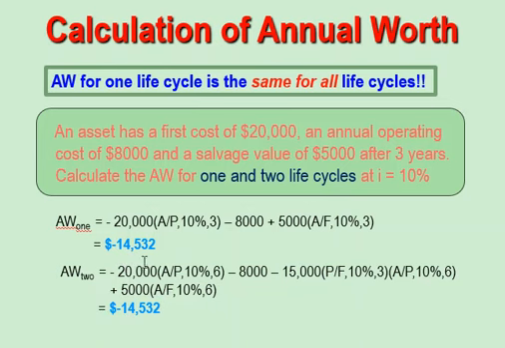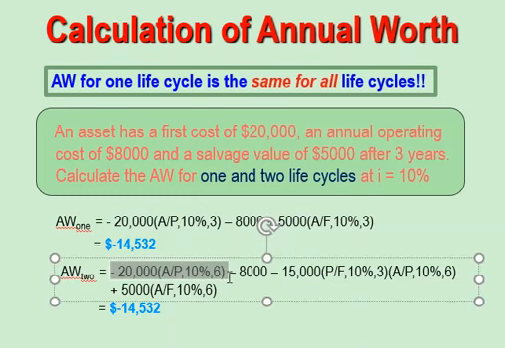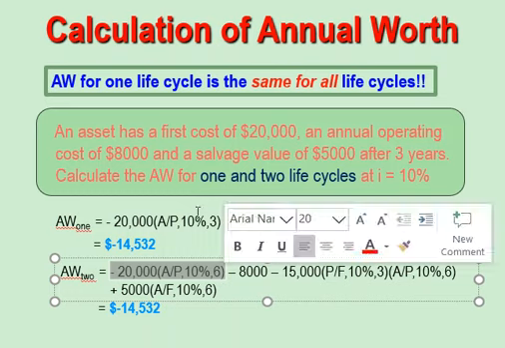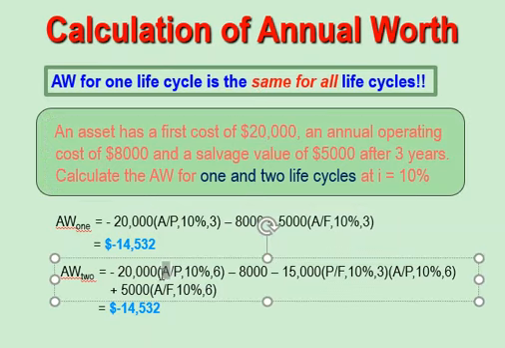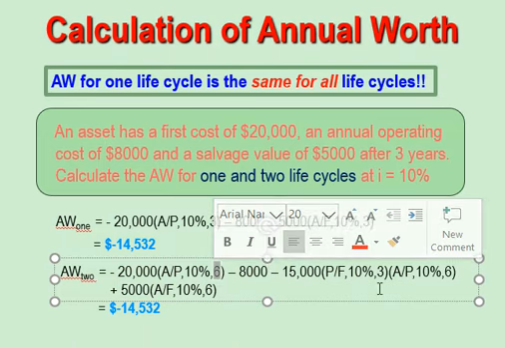Back to here. Okay. The first cycle, I had to buy the machine. So how much is it? $20,000. And I have to transfer it from present to annual. Why do we have 6 here? Because I'm assuming it's going to last for 2 cycles.